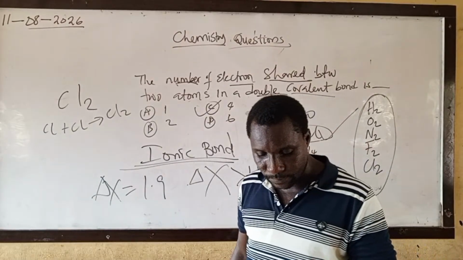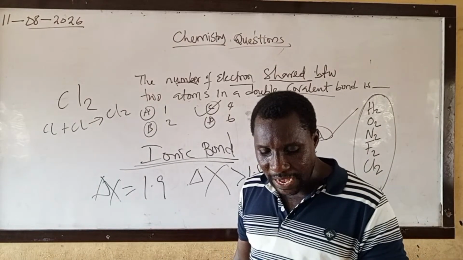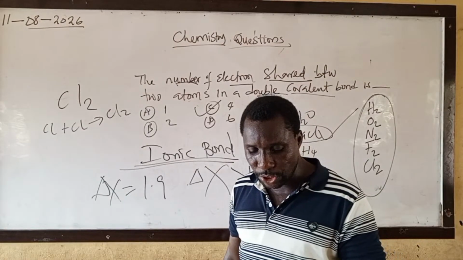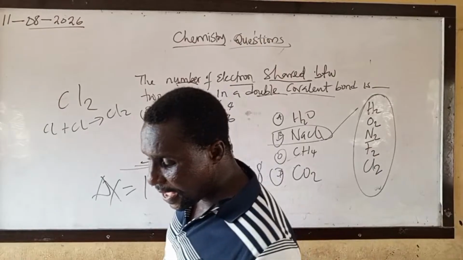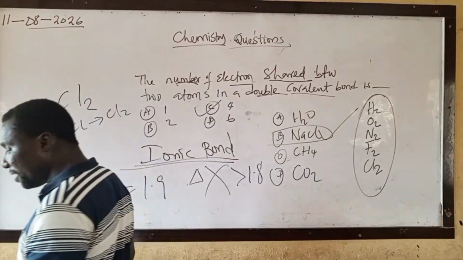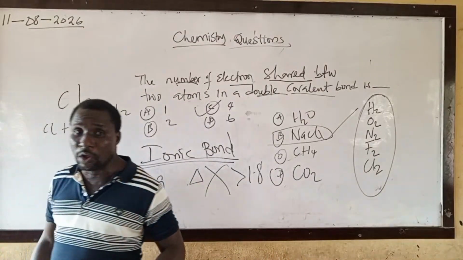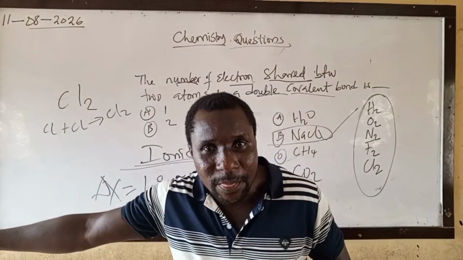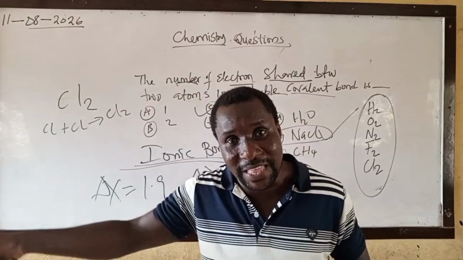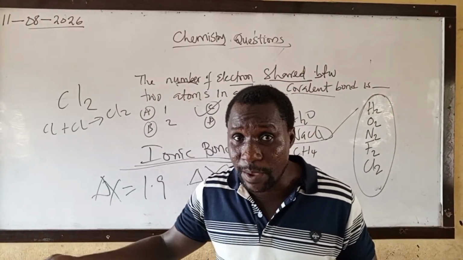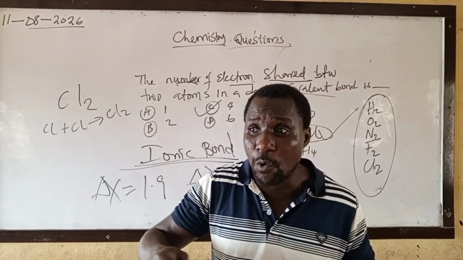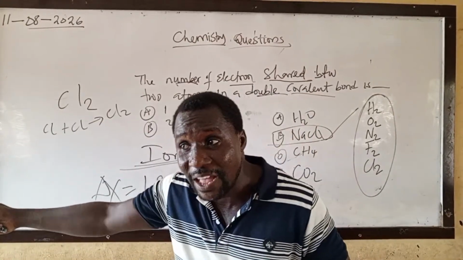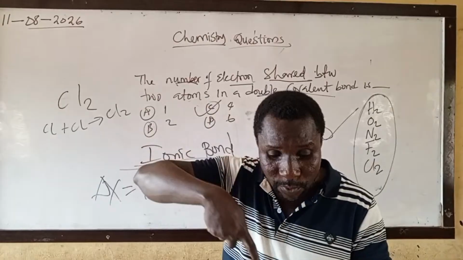Number 9. Which of the following elements is most likely to form ionic bond with chlorine? Very simple. Chlorine is not a metal, so you will look for a metal. Don't forget, ionic bond is electrovalent bond. It is formed between metal and non-metal. And you know that chlorine is non-metal. We are looking for the metal among the options.